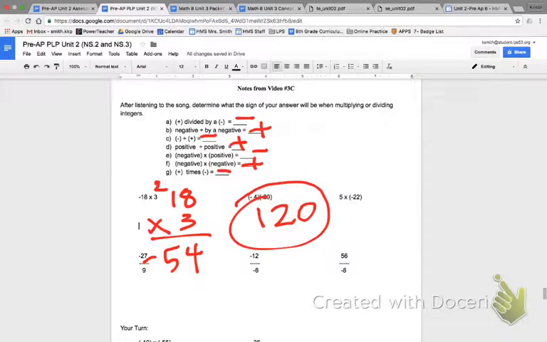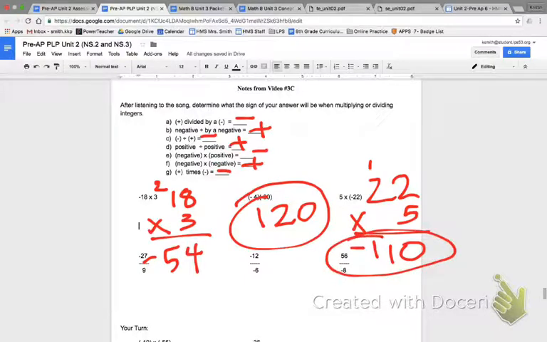All right, let's take a look at the third one. 22 times 5. I'm ignoring the signs for now and I'll place that at the end. 2 times 5 is 10. Carry my 1. 2 times 5 is 10, plus 1 more is 11. Because I have one positive and one negative, my answer is going to be negative 110.